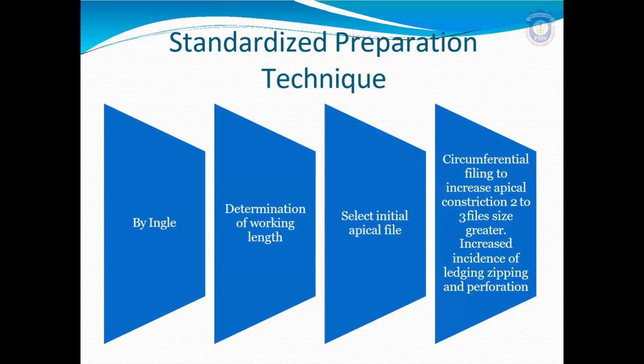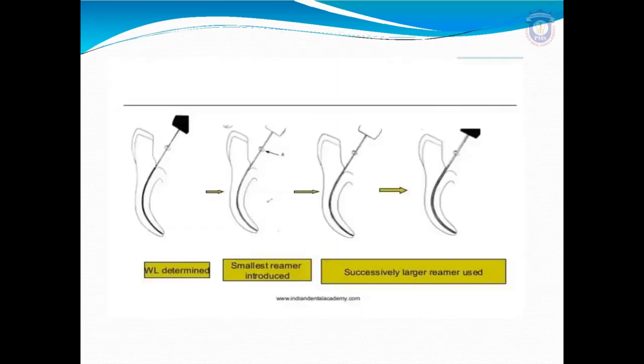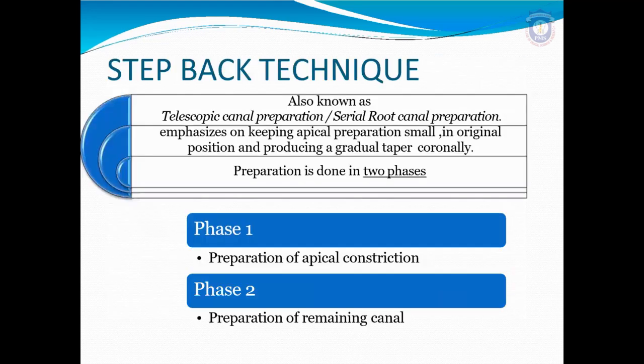The standardized preparation technique was by Ingle. Determination of working length is done. Select initial apical file size. Circumferential filing is done to increase apical construction 2 to 3 files greater size. Increased incidence of ledging, zipping, and perforation is seen in the standardized preparation technique. As seen in the diagrams, working length is first determined. The smallest reamer is introduced and successively larger reamers are introduced.